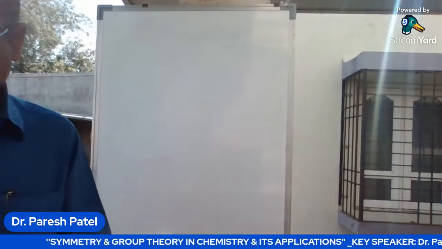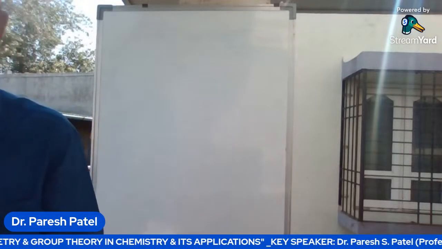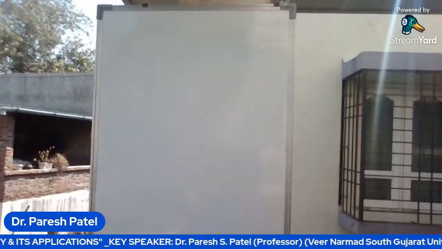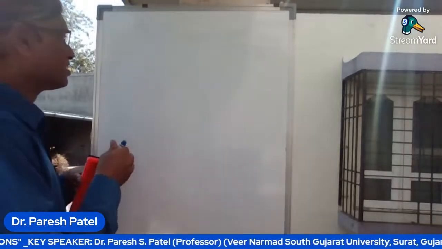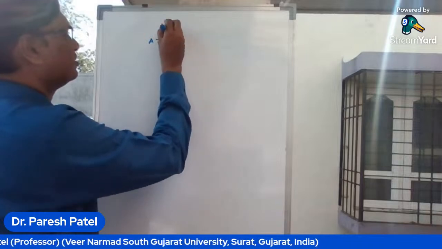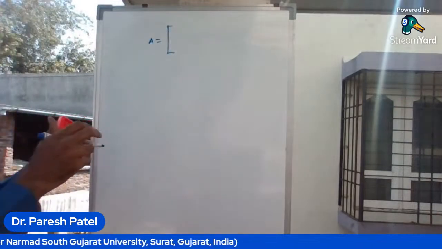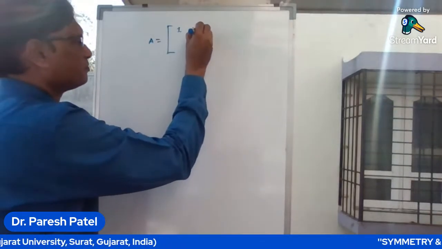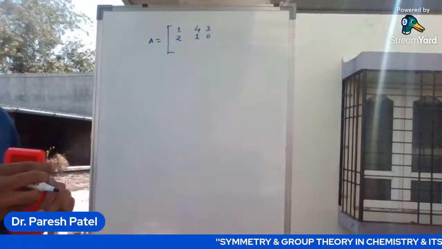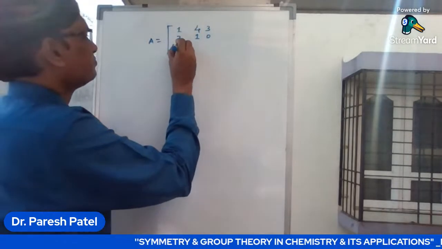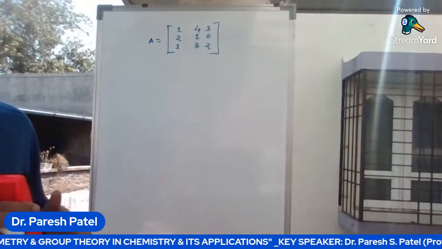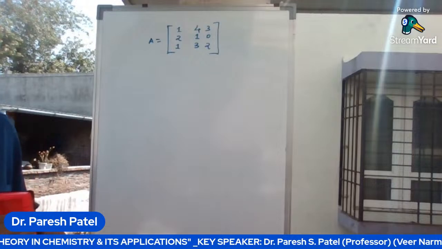To find the inverse of a three-dimensional matrix is different from the previous one. In this one, A is equal to 1, 4, 3, 2, 1, 0, and 1, 3, 2. Now this is a three-dimensional matrix: 143, 210, 132.